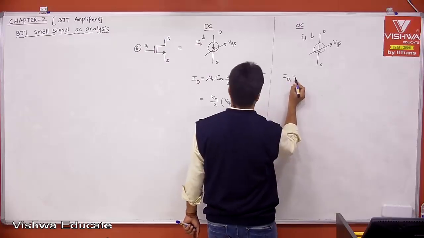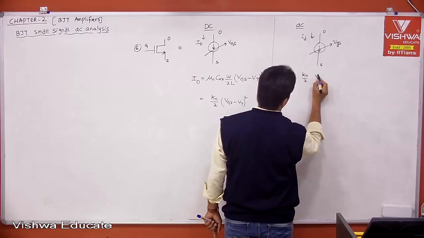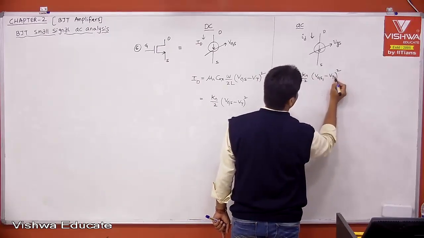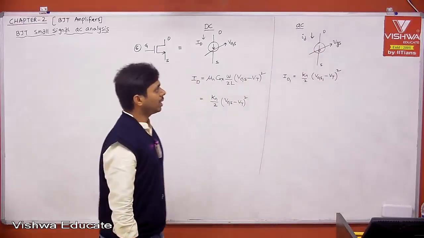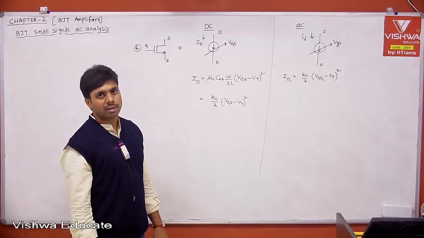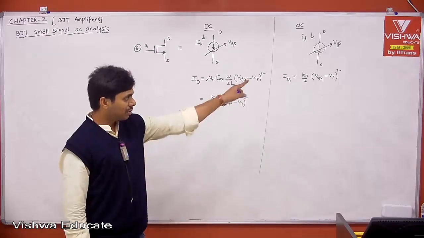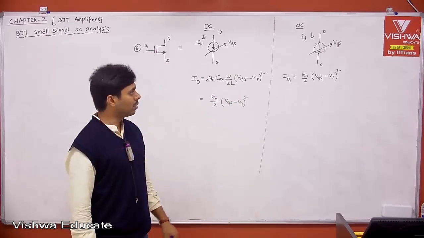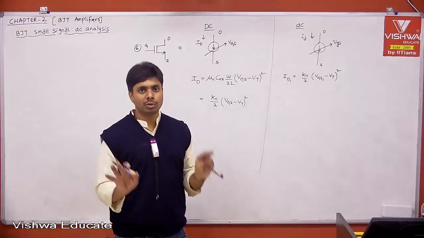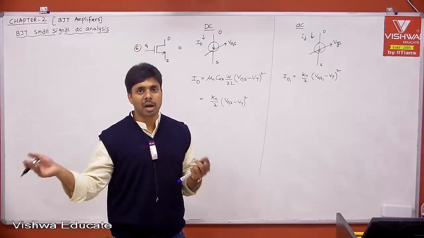ID1 is equal to, because this is constant, let me take it as Kn by 2 into VGS1 minus VT whole square. Your VT will not change with respect to time, or with respect to the signal excitation. The VT is a function of temperature, doping concentration, and thickness of oxide. Once the device is fabricated, temperature is constant, your VT is constant and Kn is constant. Only the variables are input voltage and then output current. That is what you are looking for. Input voltage to input current or output voltage to output current. Only signal variations, not other parameter variations.